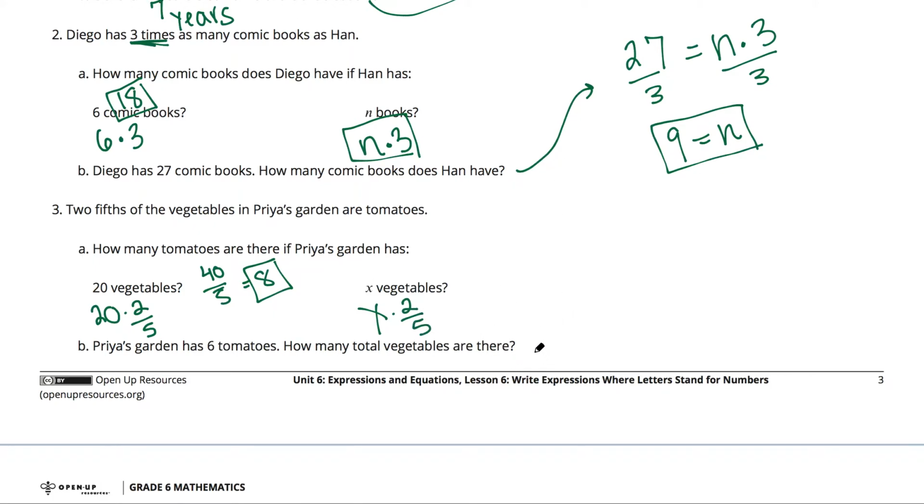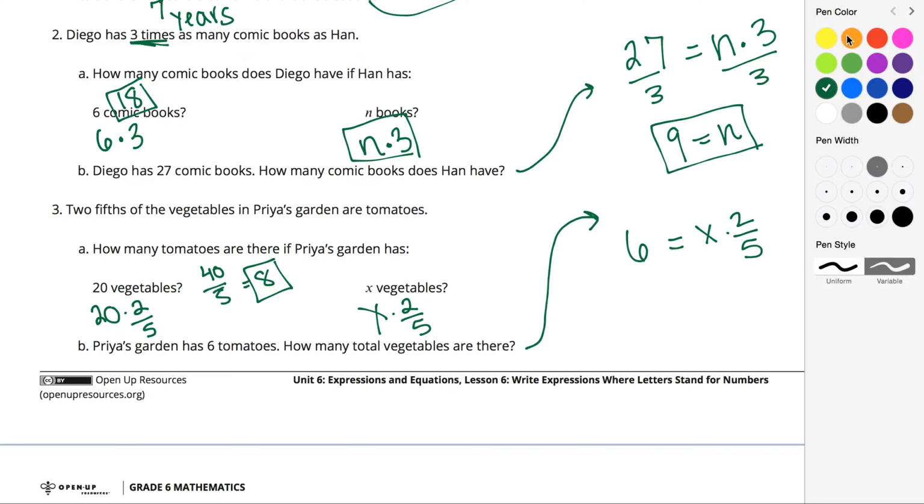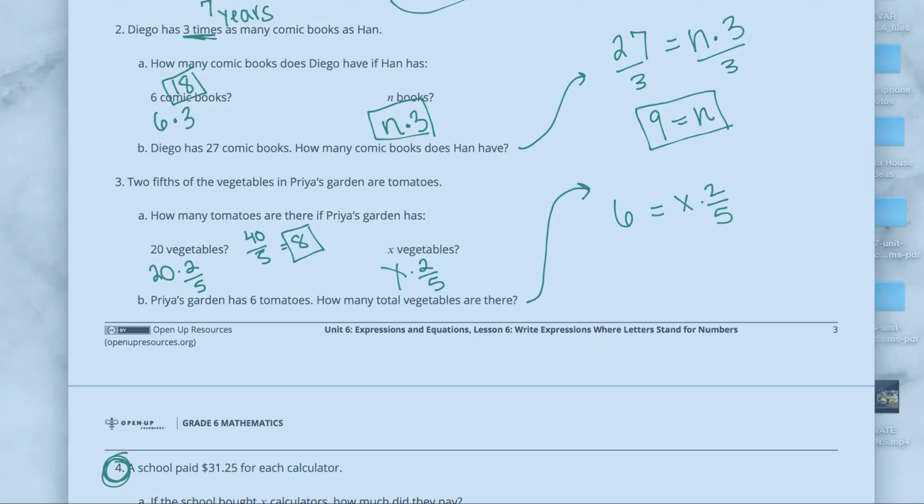Okay, this is the part I wanted to practice. This is those fraction ones. So now we're saying if it's equal to 6, that'll give me x times 2/5. Now this is the type that we practiced in lesson 5. x is being multiplied by 2 and divided by 5. So we've got 2 pieces going on here. We've got to address them both.